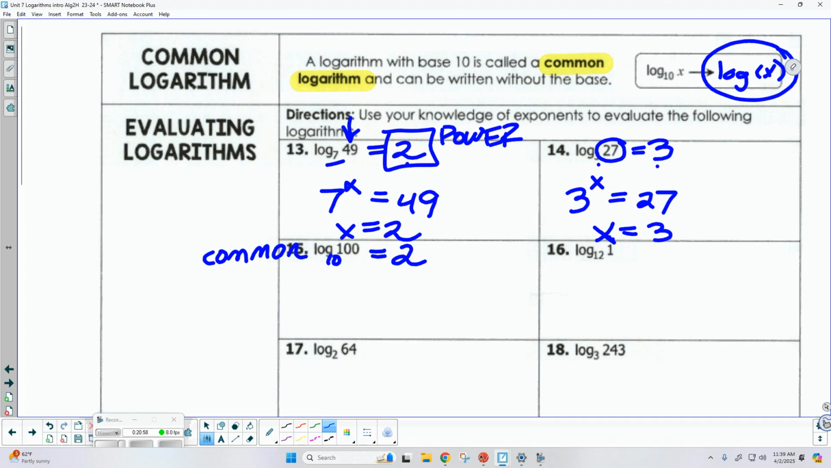Okay. Let's try 16. Log base 12 of 1. Now maybe on this one, let's say it equals x. What's the exponential? So 12 to the x power would equal 1. So this is one of my exponent rules. Anything to the 0 power will always result in 1.